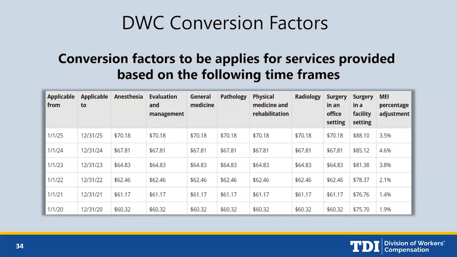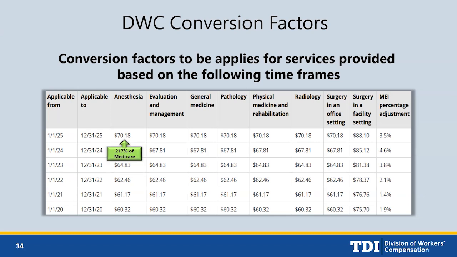And each category that I talked about earlier that's covered by this professional fee guideline is listed here. So the top row is for January through December of 2025. And then you'll see the previous years listed there. And they'll drop off as we keep going through other years. But your conversion factor for DWC is $70.18, which equals 217% of what Medicare pays.